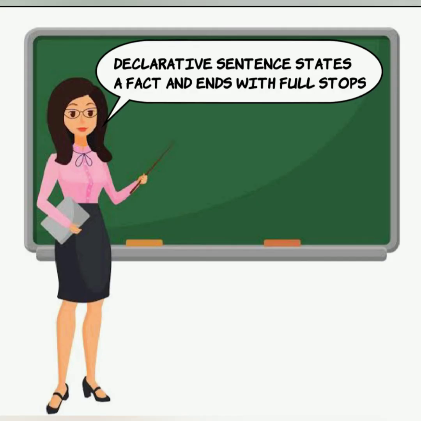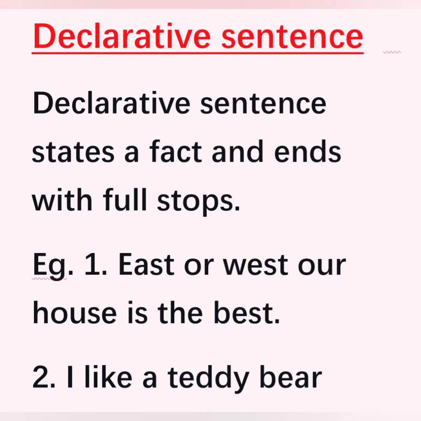What is a declarative sentence? A declarative sentence states a fact and ends with a full stop. So a declarative sentence is a sentence which tells an opinion or a fact or conveys some information. It ends with a period or full stop. So we'll see the examples for the declarative sentence.